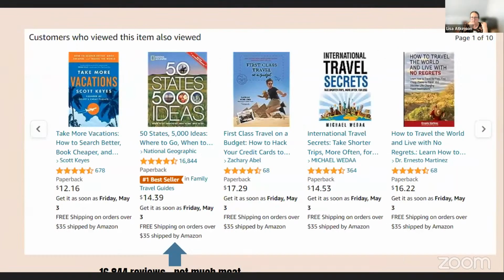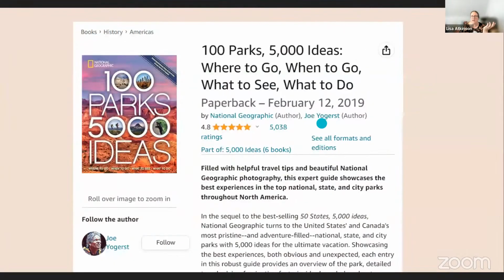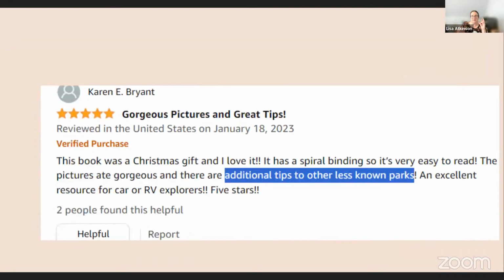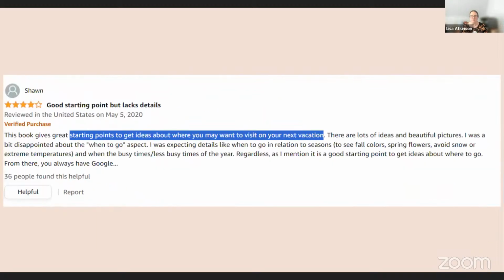I don't think it shows up here, but another option that I clicked into had 5,000 results, and that had some good stuff. Additional tips to other lesser known parks. So I'm starting to see, oh, people want to know more about some of the lesser known parks. And that phrasing they use, lesser known parks, shows up again and again. That's something to keep in mind. Starting points to get ideas about where you may want to visit on your next vacation. These phrases can be really helpful in creating content and getting ideas.